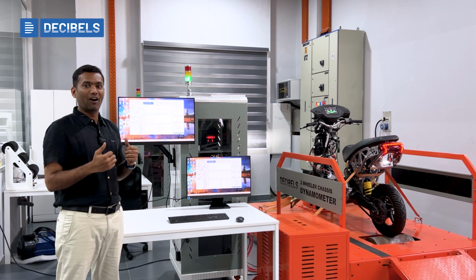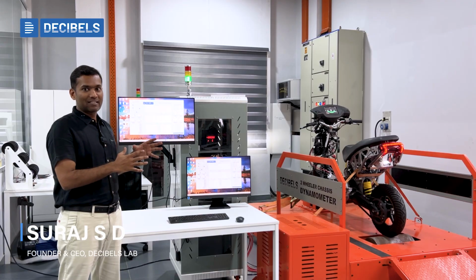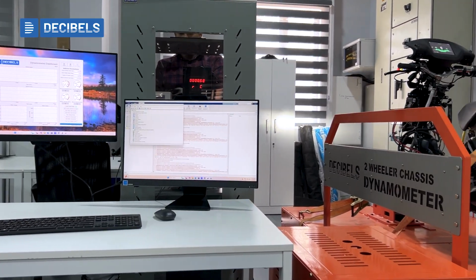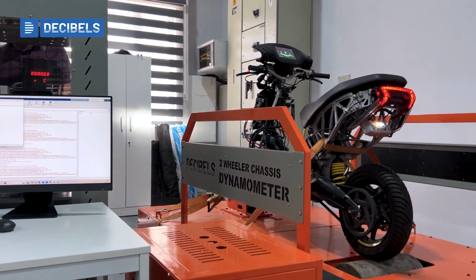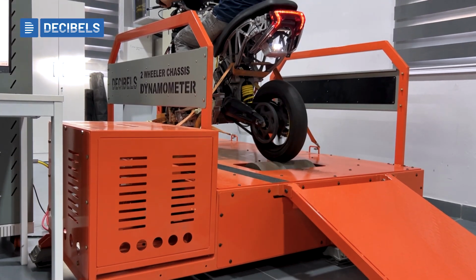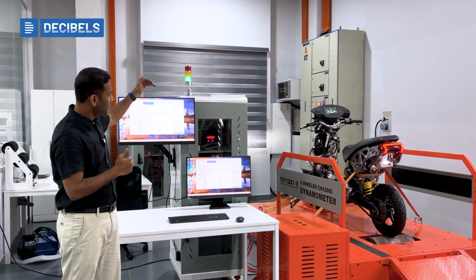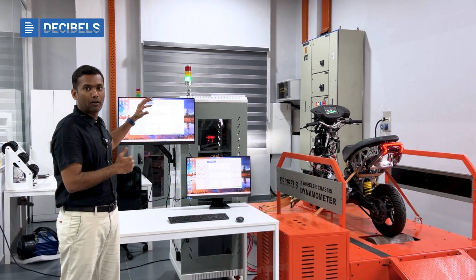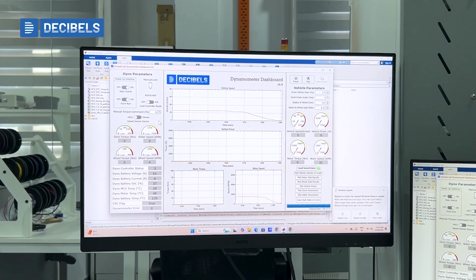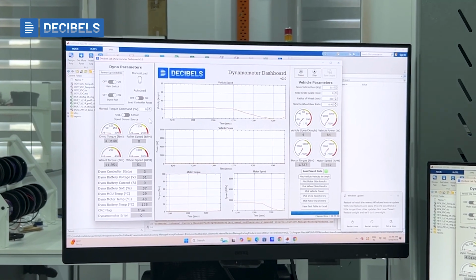Hi, I'm very proud to introduce our two-wheeler chassis dynamometer. This is a 4-quadrant road load simulation chassis dynamometer. It is for the application of testing two-wheelers. This is completely developed in-house by Decibels Lab, including the complete mechanical structures and also the 4-quadrant load, and then the data acquisition system, computational hardware and software, and even the GUI for visualizing the data, capturing the data and also analyzing the data as well.